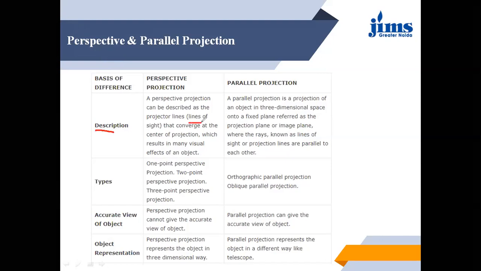On the basis of some parameters, we can define this. As in description, the lines of sight are convergent in perspective projection, meaning the center of projection is at a definite distance. And over here, you can see that parallel projection is a projection of a three-dimensional object onto a fixed plane, referred to as the projection plane or image plane. The lines of sight, or projection lines, are parallel to each other in parallel projection, whereas this is not the case in perspective projection.